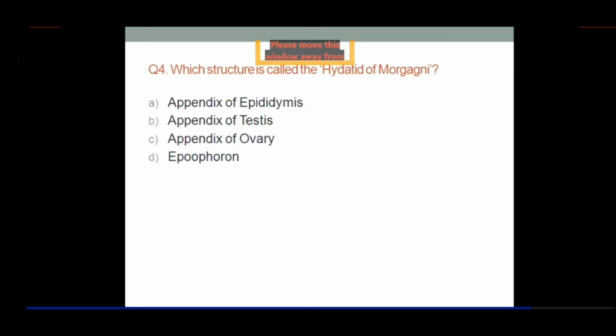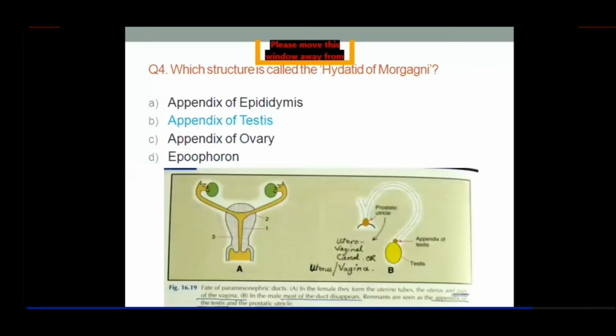Okay, tell me, who said appendix of testis? Osama. Appendix of testis. And who said it later? Me, sir, Simran. Are you confident? Yes, sir. It's not appendix of epididymis? Everyone had said no, sir. Okay. So appendix of testis is the correct answer.